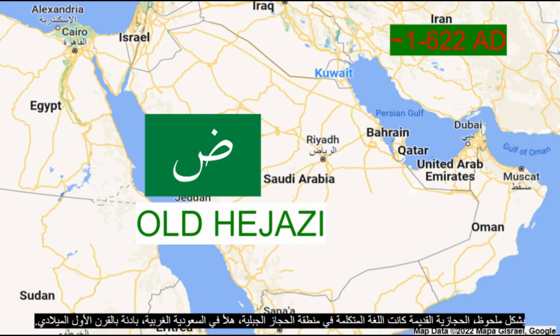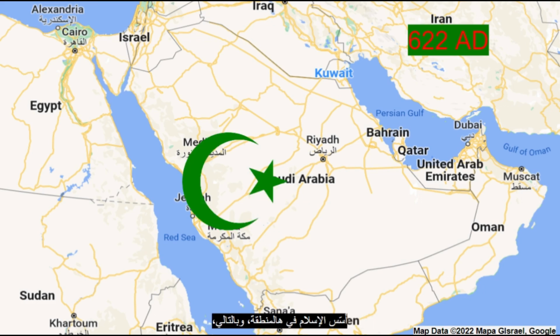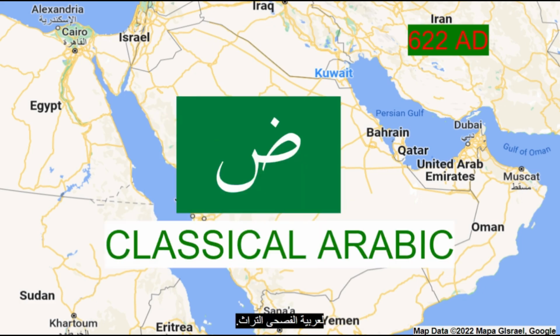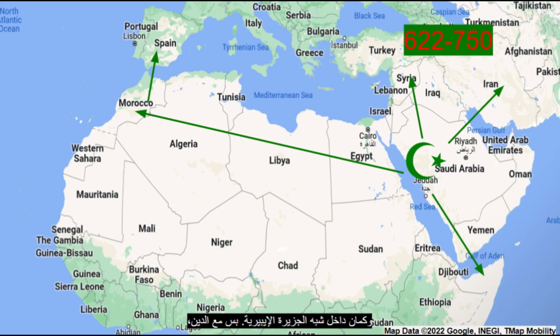Notably, Old Hijazi was the language spoken in the mountainous Hijaz region in what's now Western Saudi Arabia starting in the 1st century AD. This is an important dialect because in the years leading up to 622 AD, Islam was founded in that region, and therefore Old Hijazi became the basis for Classical Arabic. With Islam, of course, came the Islamic expansion, during which the earlier Muslims spread Islam throughout the majority of the Middle East and North Africa before the year 750, as well as into the Iberian Peninsula.